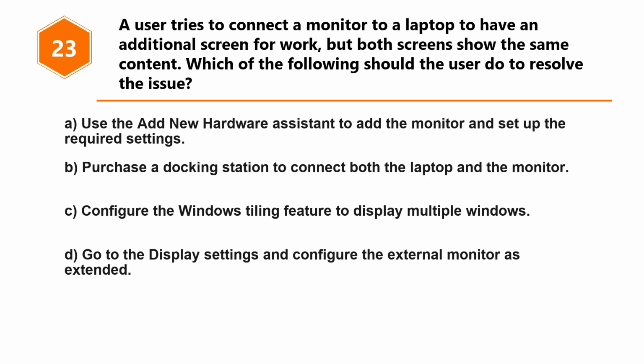Question 23. A user tries to connect a monitor to a laptop to have an additional screen for work, but both screens show the same content. Which of the following should the user do to resolve the issue? Option A, use the Add New Hardware assistant to add the monitor and set up the required settings. Option B, purchase a docking station to connect both the laptop and the monitor. Option C, configure the Windows tiling feature to display multiple windows. Option D, go to the display settings and configure the external monitor as extended.